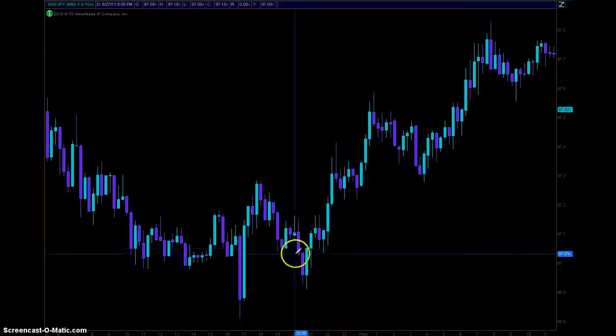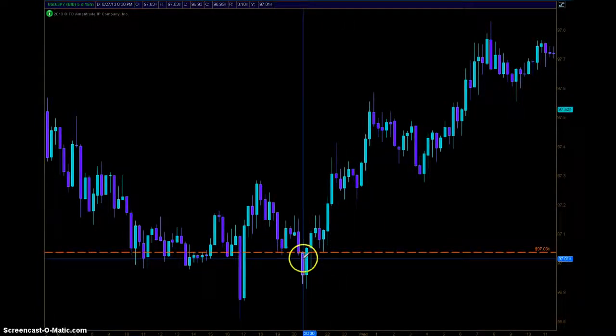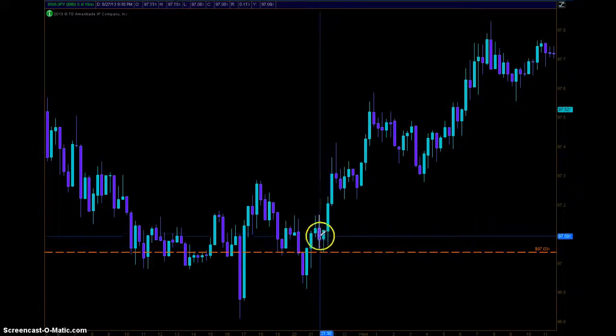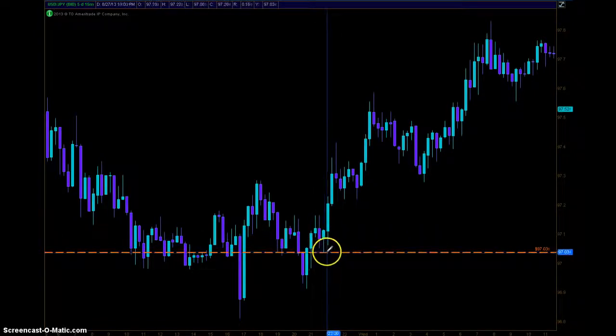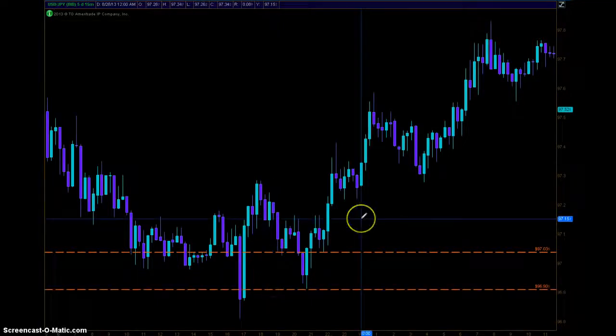Then we get another one that forms right here. And again, I'm starting right here because this is the candle that gets engulfed, and I'm starting with the open of the one that gets engulfed. And then you see we come down and test it to the pip at 97.03. So again, this is just a case of keeping a smaller stop.